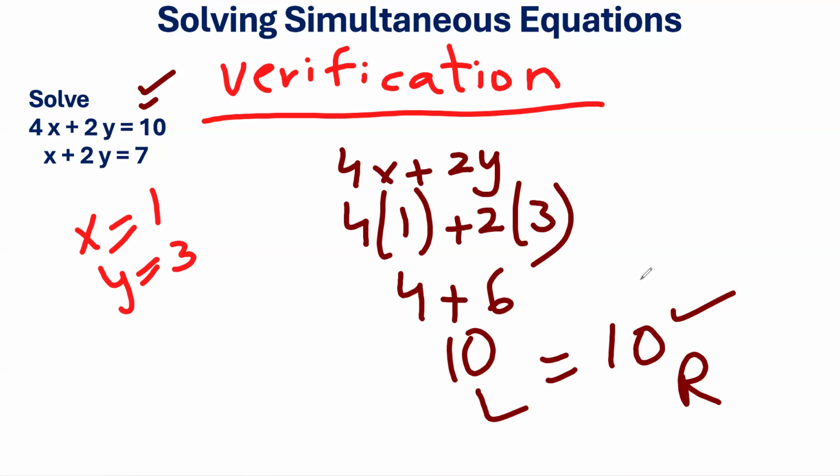Like this, we have to solve simultaneous equations. Two algebraic equations are given to us and we have to solve them simultaneously. So we got x equals 1 and y equals 3. Try it yourself. It's very easy. Now, question number 2.